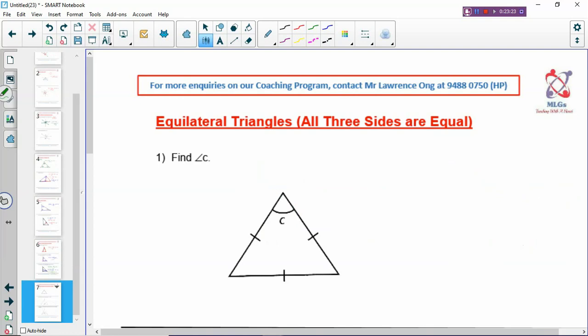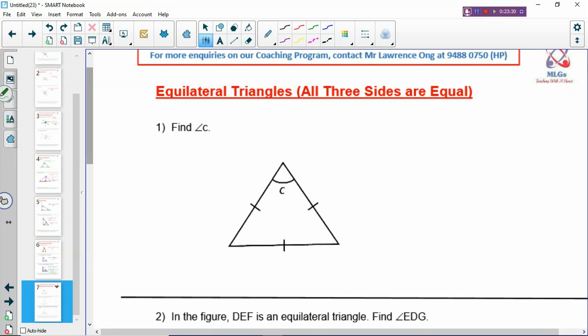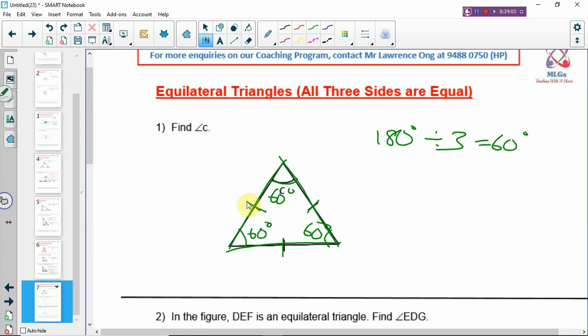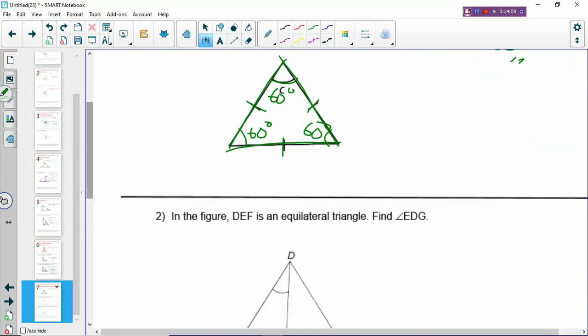Now we look at the equilateral triangle, which is a very simple triangle to recognize. As long as the question says the triangle is equilateral, what does that mean? It means that all sides are equal, right? All three sides will be the same, and all the angles at the corners will also be the same. So you take 180. Why? Because the sum of angles at the corners add together is 180. Divide by 3, because all three angles are equal, and you will get 60 degrees at every corner. 60, 60, and 60. So your angle C is 60 degrees. So that's how you recognize an equilateral triangle, if all three sides are equal.